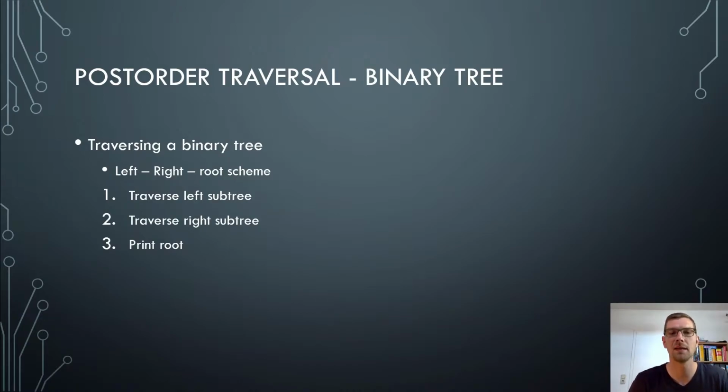Well, in the post-order traversal, you will traverse first the left subtree, then the right subtree, and then the root, which is basically also a depth first search, where you go to the first leaf of the left subtree, then you go further to the right, and so on and so forth.